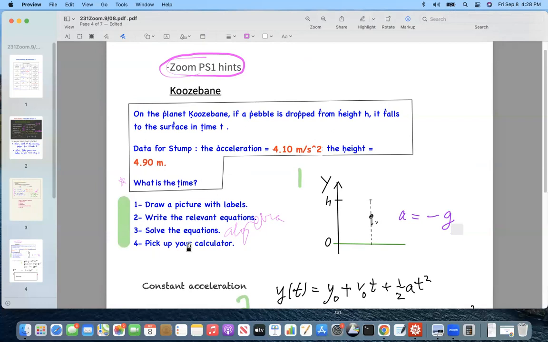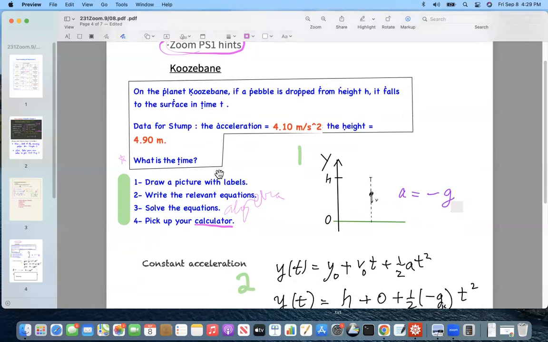Finally, you want to calculate a numerical value. So now you need a calculator. You don't even pick up your calculator until you've solved the equations and written down the formula for the quantity that you're supposed to answer. The very last step is to pick up your calculator and put in the numbers. And one of the things that some students do wrong when they start a course like this is they start by punching numbers into the calculator. No, don't punch numbers into the calculator until you've done the analysis.